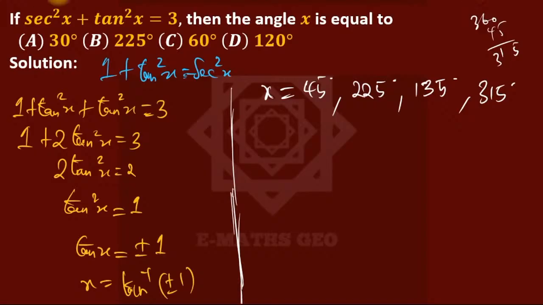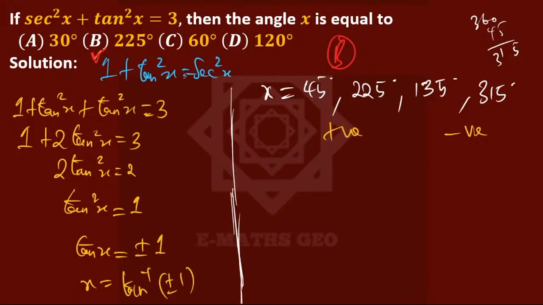So these are the complete answers. The first two are for positive, while the last two are for negative. So which of them is that? Okay, we have it. So the answer is option B. We have only one answer. That's option B.